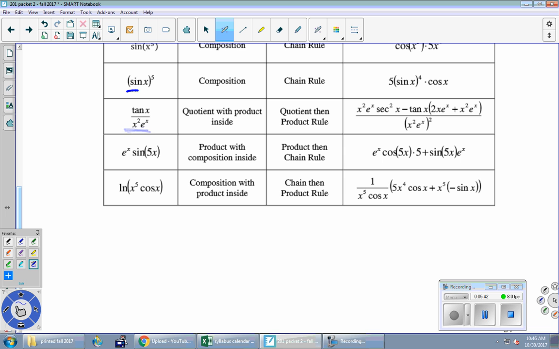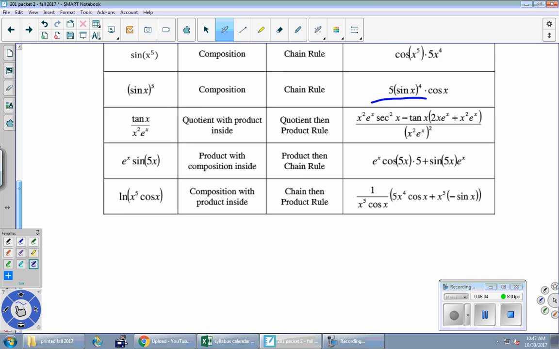Okay, I see sine, I see a fifth power. Is this sine of stuff or stuff to a power? This is stuff to a power, right? Stuff to a power. And so you bring the 5 down, you copy the stuff, you make it a 4, and then you finally get to look at the stuff and take its derivative. And so 5 sine of x to the 4th times the derivative of sine. That's the cosine sitting at the end.